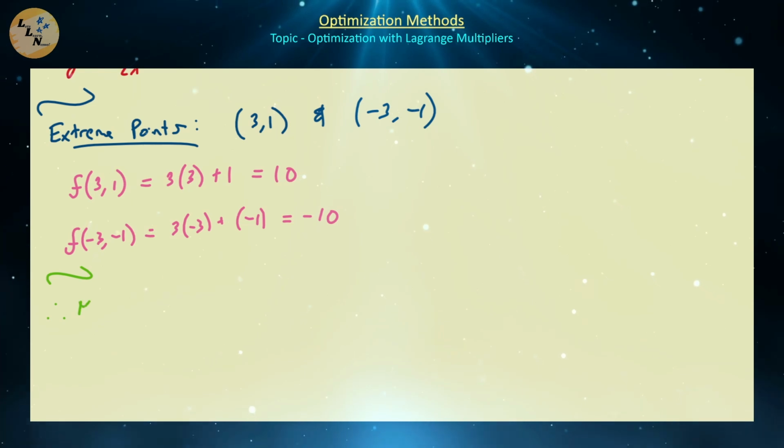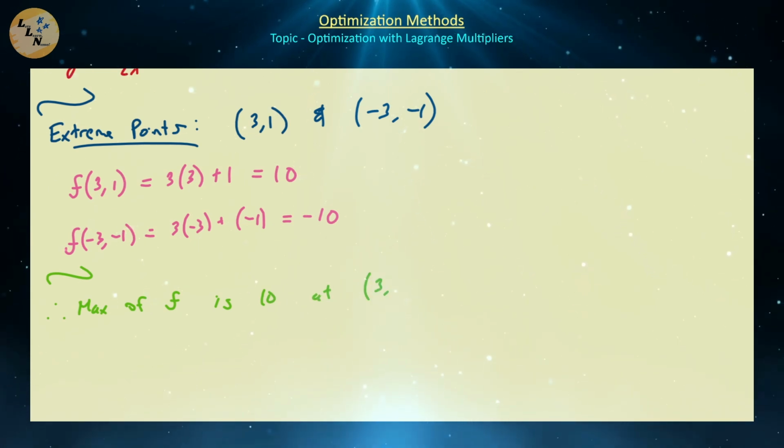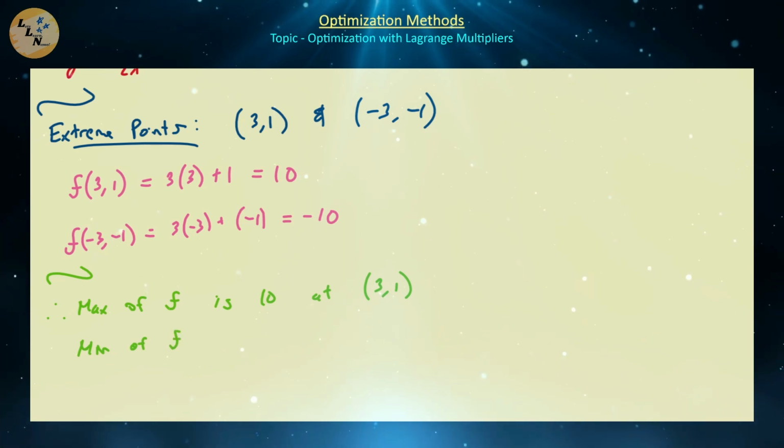So that means the maximum of f is 10, and it's located at the point (3, 1). And the minimum value of f will be negative 10, and that solution is generated from the point (-3, -1).